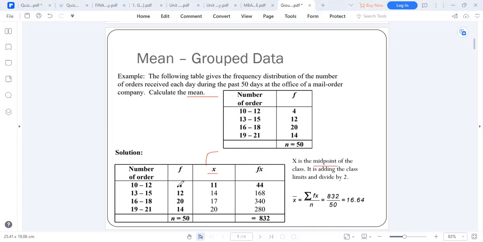Then we multiply the frequency times the value of x, the midpoint, and we get fx. So 4 times 11 is 44. 12 times 14 is 168. 20 times 17, we get 340, etcetera. So the total that we have for fx is 832. That is the sum of fx.